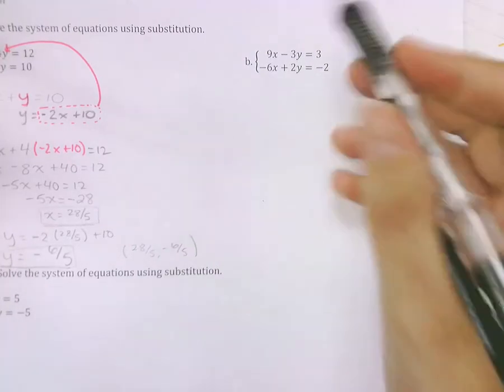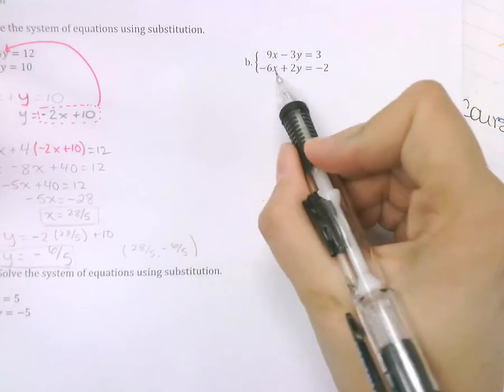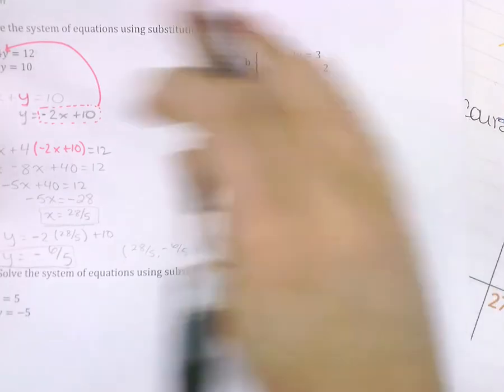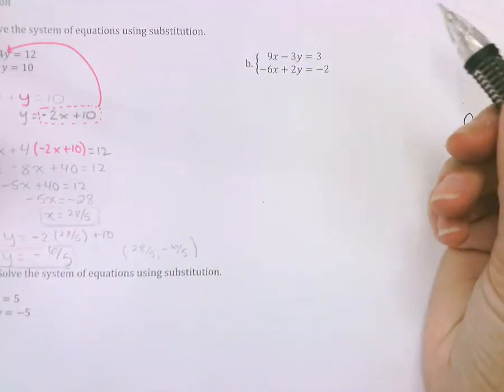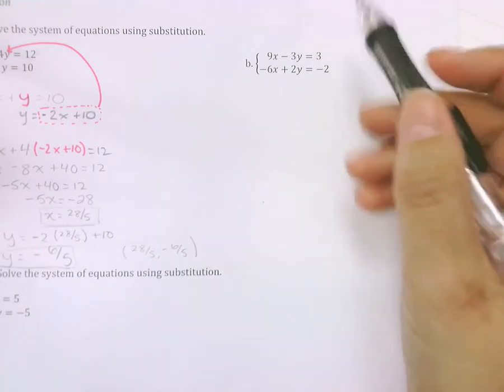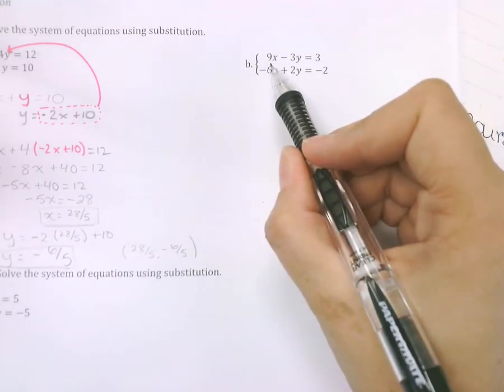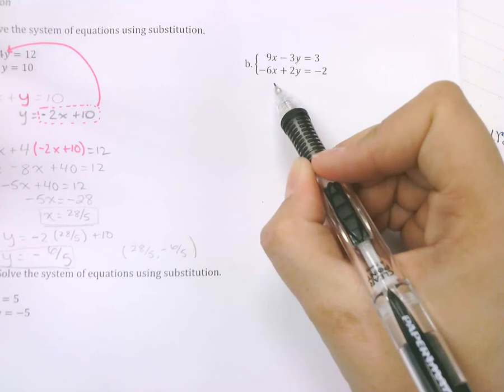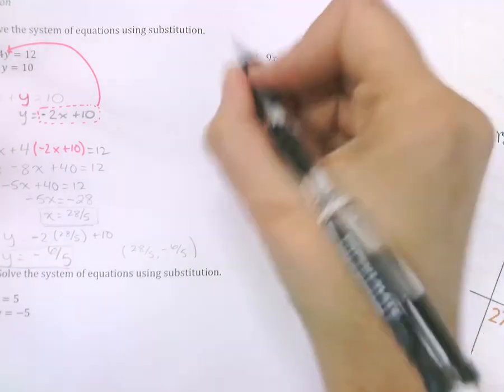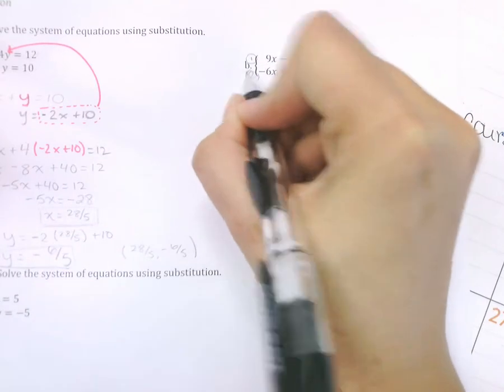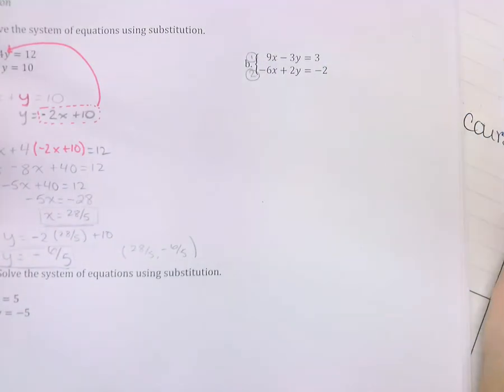You want to try to find the variable that has the least stuff in front of it, okay? But all of these variables have stuff in front of them. So in that case, you have to decide: do I want to solve the first equation for a variable or the second equation for a variable, and which variable? There's not really a wrong answer, but there is usually an easier way. Second, because it makes it positive.